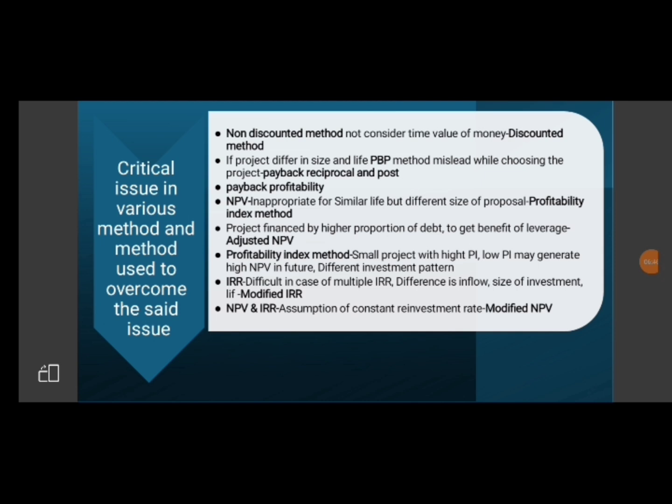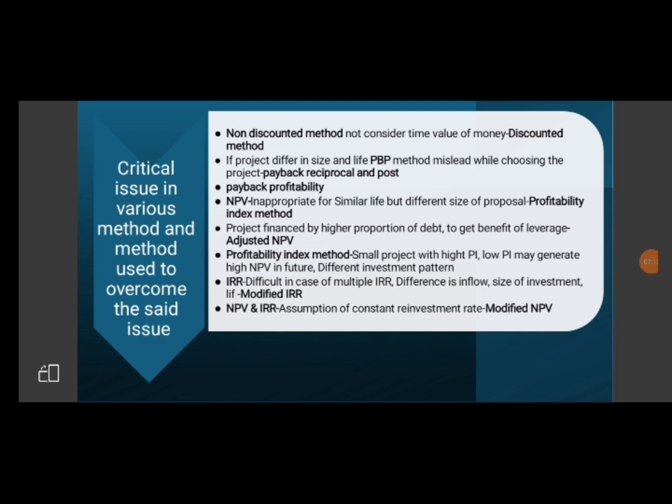NPV method will be inappropriate for proposals of similar life but different size. So the profitability index method can be used. For a project financed by a higher proportion of debt to get the benefit of leverage, this can be calculated using the adjusted NPV method. In the profitability index method, a small project with a high profitability index may generate a lower NPV, while a low profitability index project may generate high NPV in future because of different investment patterns.